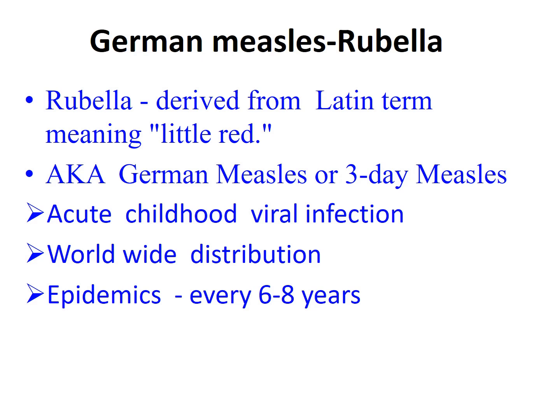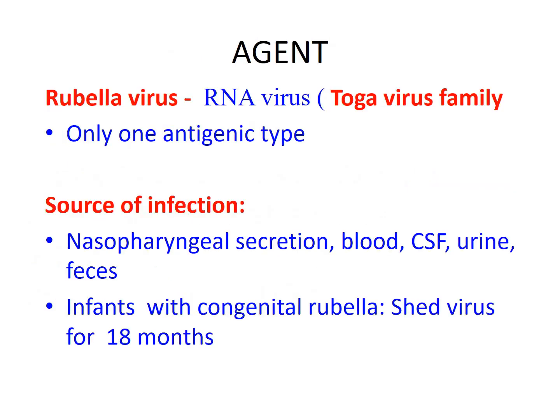This is another acute childhood viral infection having a worldwide distribution. The epidemics of rubella are noticed at 6 to 8 year intervals. The agent causing rubella is the rubella virus, which is an RNA virus belonging to the Togavirus family. There is only one antigenic type of this virus.